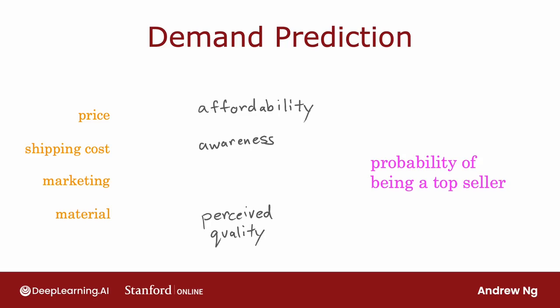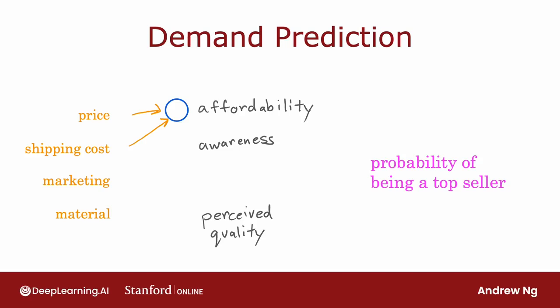And so what I'm going to do is create one artificial neuron to try to estimate the probability that this t-shirt is perceived as highly affordable. And affordability is mainly a function of price and shipping costs, because the total amount you have to pay is the sum of the price plus the shipping costs. And so we're going to use a little neuron here, a logistic regression unit, to input price and shipping costs and predict, do people think this is affordable?